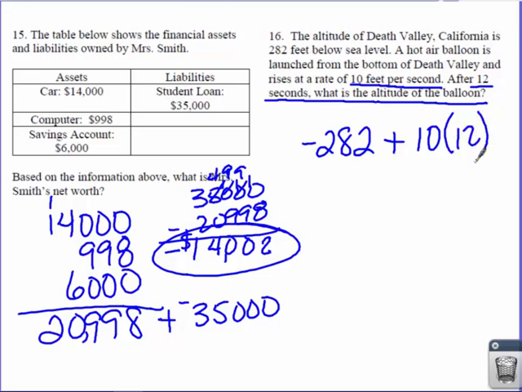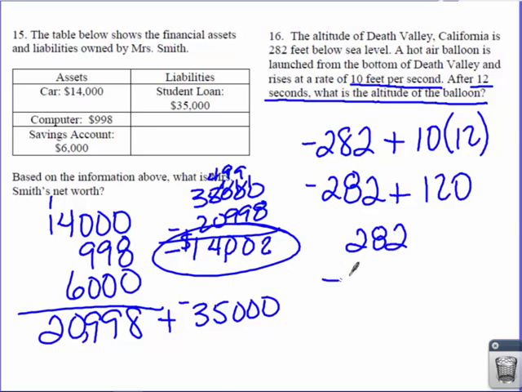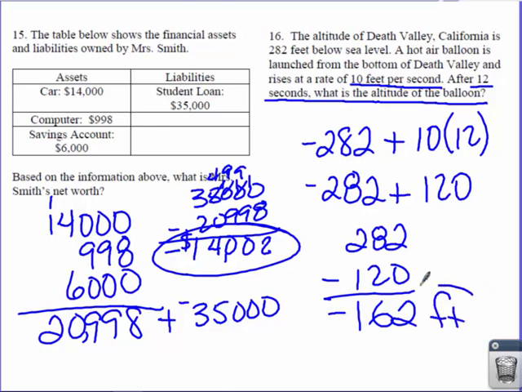So that's 10 feet per second for 12 seconds. So that becomes a multiply part. So we've got negative 282 plus 10 times 12 gives us 120. Our signs are different, so we subtract. So 282 minus 120 gives us 162. So that means that this balloon is at an elevation of negative 162 feet because the 282 is negative. So if you can do all of this, then you can be successful on the test.